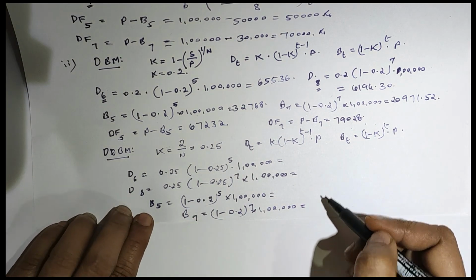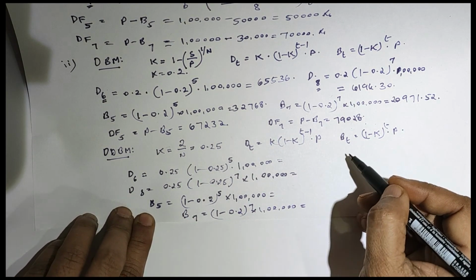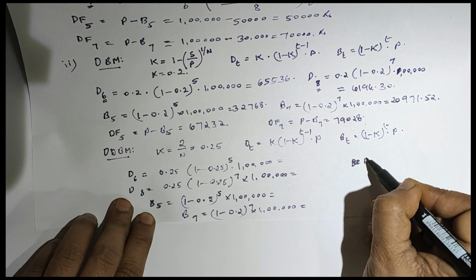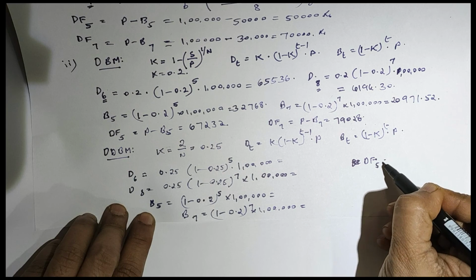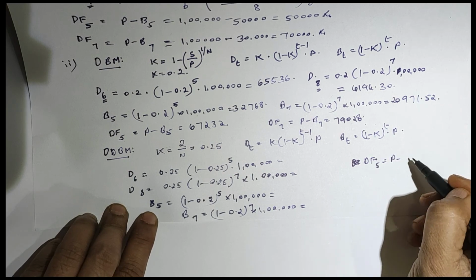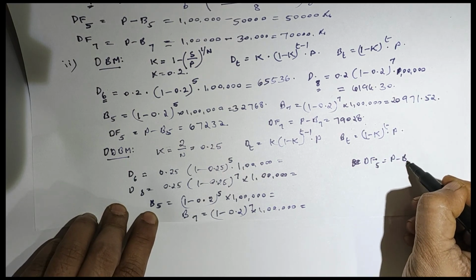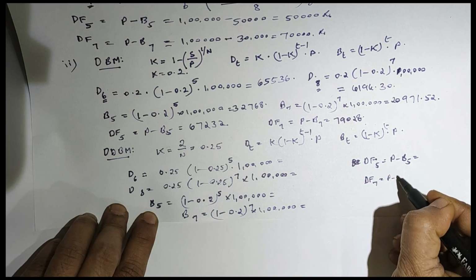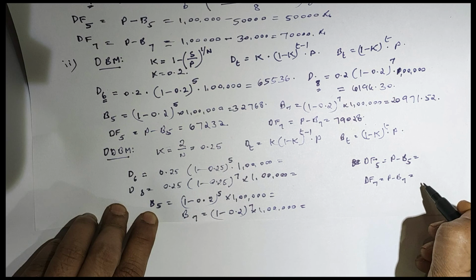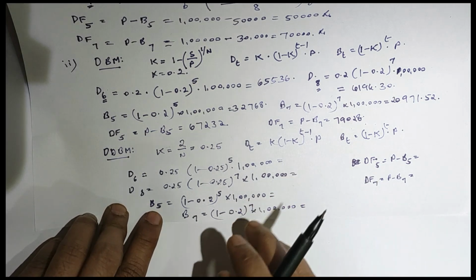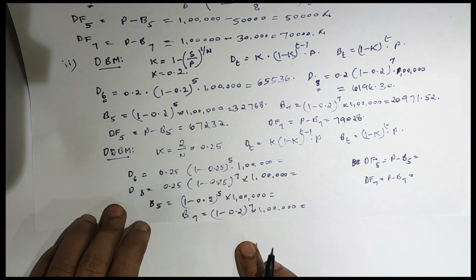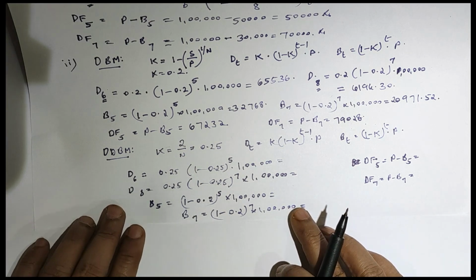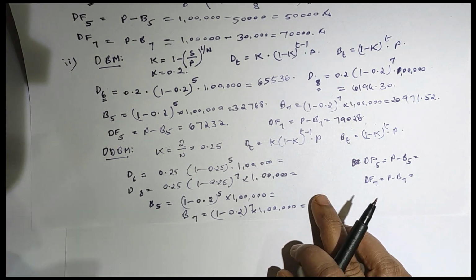Check the values. You calculate and check the values with the table form. Are they correct or not? Then depreciation fund at the end of 5th year would be P minus book value for 5th year, and depreciation fund for 7th year is P minus book value for 7th year. So this is how you get various values for the first two methods. The remaining two methods I will do in the next video.